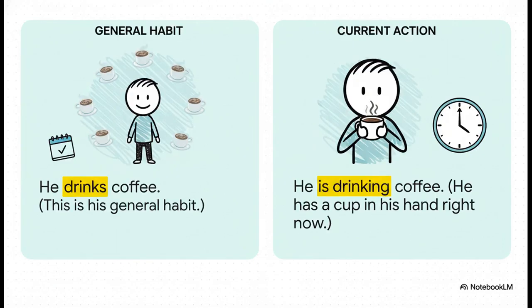Let's look at how this plays out in a real sentence. If I say, he drinks coffee, what does that tell you? It's his habit, right? He's a coffee drinker in general. But if I say, he is drinking coffee, well, you can practically picture him with a cup in his hand at this very moment. See that? Two tenses, two completely different mental images.